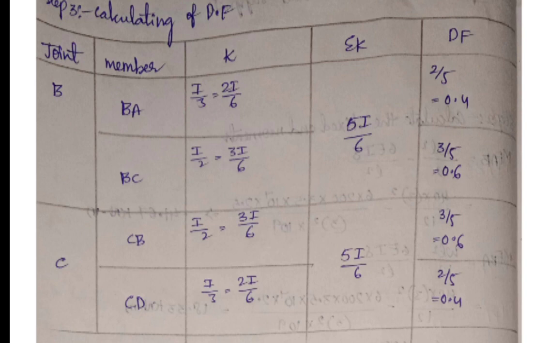Therefore, for BA, I by 3, then I by 2, I by 2 and I by 3. Then sigma K: 2I by 6 plus 3I by 6, 5I by 6. 2I by 6 divided by 5I by 6, you will get 2 by 5, that is 0.4. Similarly, 3I by 6 divided by 5I by 6 is 0.6. And 2I by 6 divided by 5I by 6 is 0.4. These are the distribution factors: 0.4, 0.6, 0.6, 0.4.